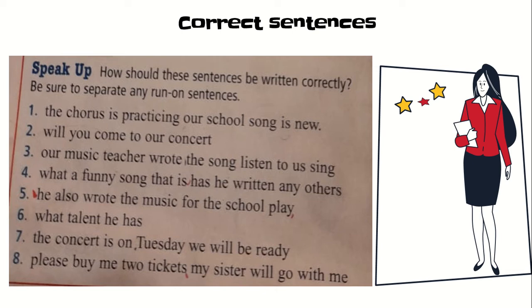Number 2, will you come to our concert? One idea. It's a question. It's an interrogative sentence. It begins with a capital letter and ends with a question mark. Will you come to our concert? Number 3, our music teacher wrote the song. Listen to us sing. We have two ideas. A declarative sentence: our music teacher wrote the song, period. Listen to us sing. It's an imperative sentence. It gives you an order. Period.